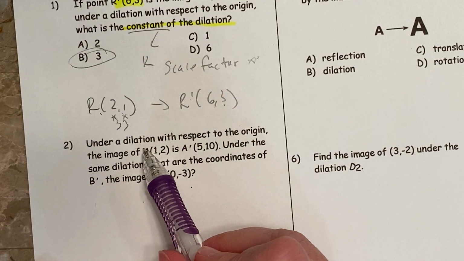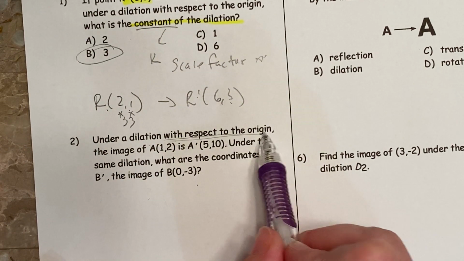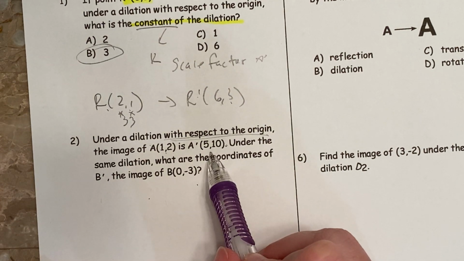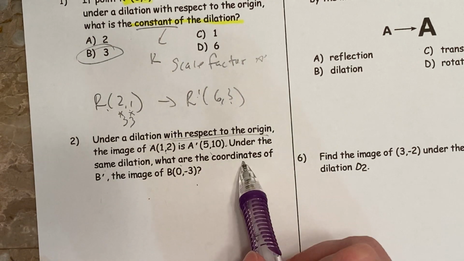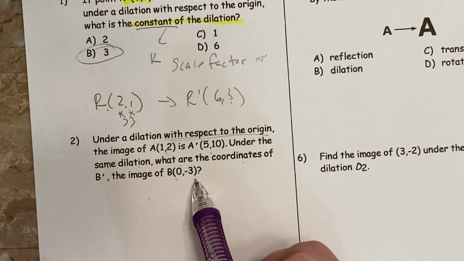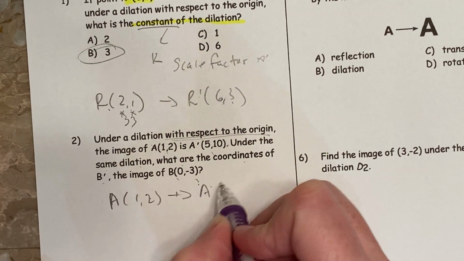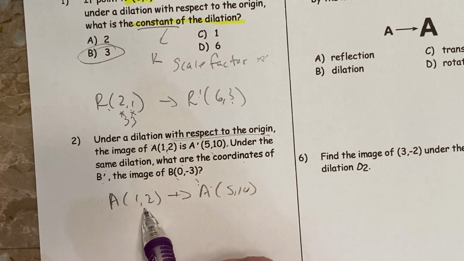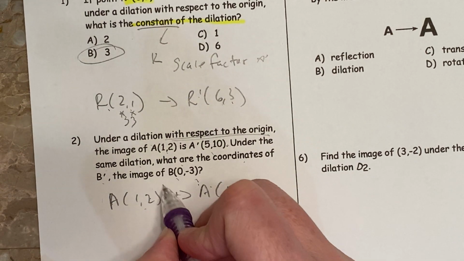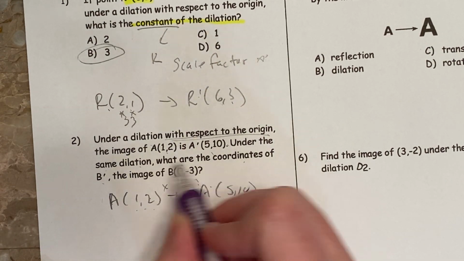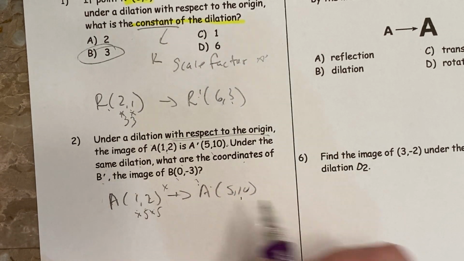Number 2, under dilation with respect to the origin, the image of A, which is 1, 2, is 5, 10. Under the same dilation, what are the coordinates of B prime, the image of 0, -3? Okay, so first we start with, well, how did I go from 1, 2 to 5, 10? What did I multiply both of those by? Okay, if you're not sure, do the inverse. 5 divided by 1 is 5. So I multiply both of these by 5.